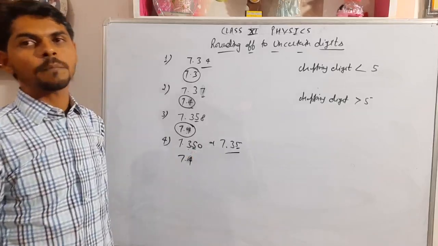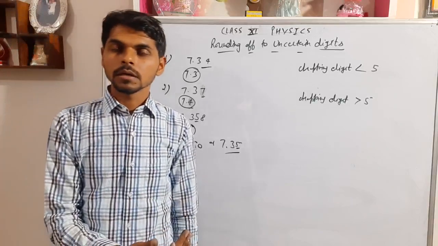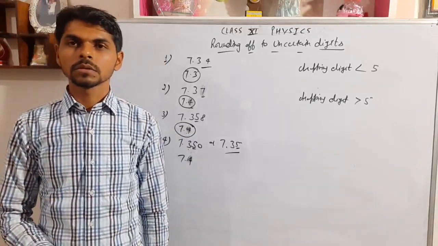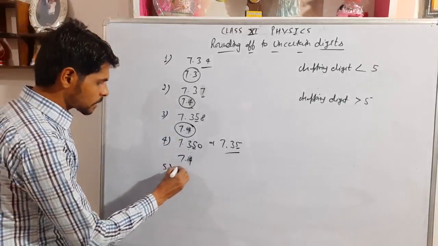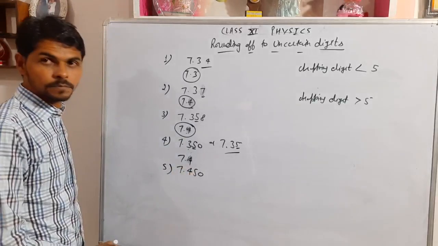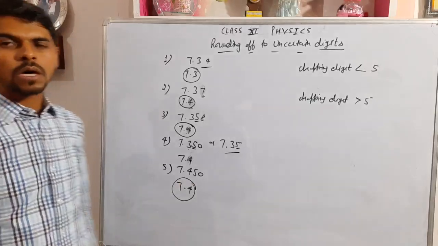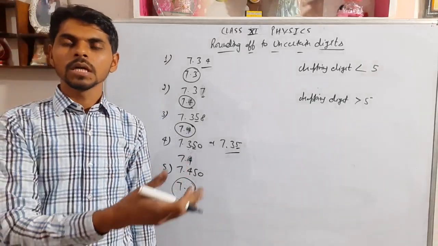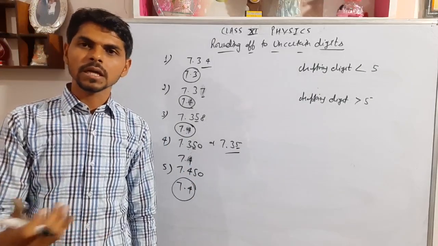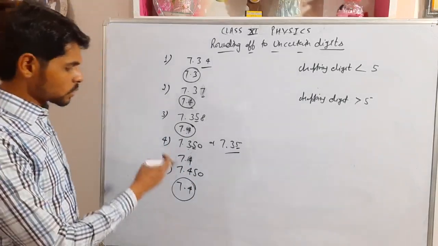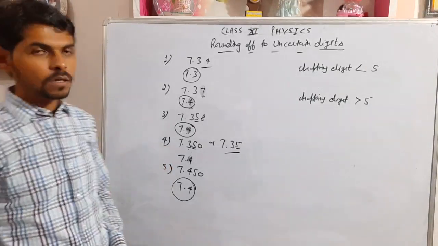If you have to drop 5, look at the number after the 5. If that is 0, then look at the number before the 5. If that number is odd, it is raised by 1. If that number is even, it will not be raised, it will remain as it is. So these are the rules for rounding off, rounding off to uncertain digits.